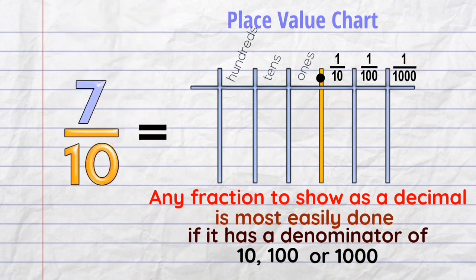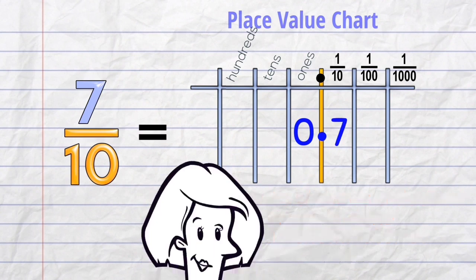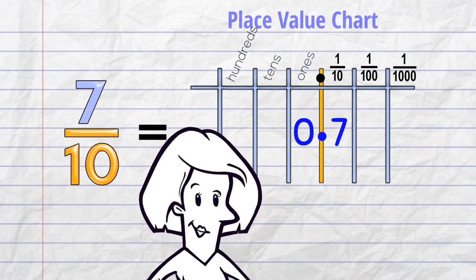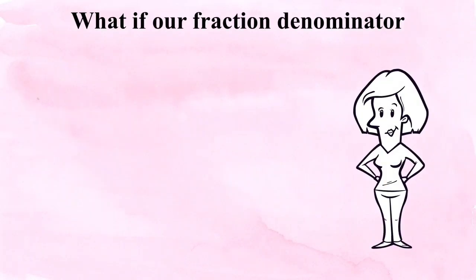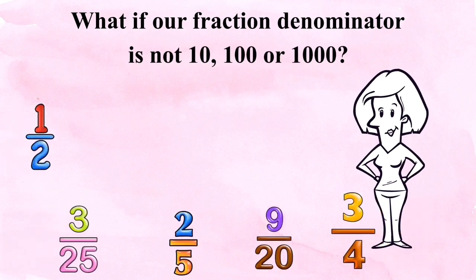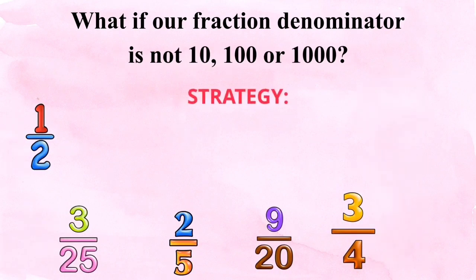So in this example, as we don't have any wholes, we'll put 7 in the tenths column. So yes, 7 over 10 is equal to 0.7. It is just the opposite of what you have learned to convert decimals into fractions. What if our fraction denominator is not 10, 100 or 1000 like this? So what will we do?